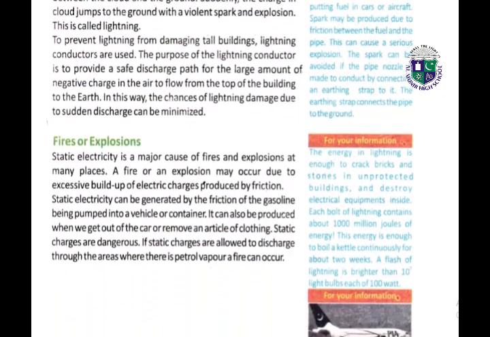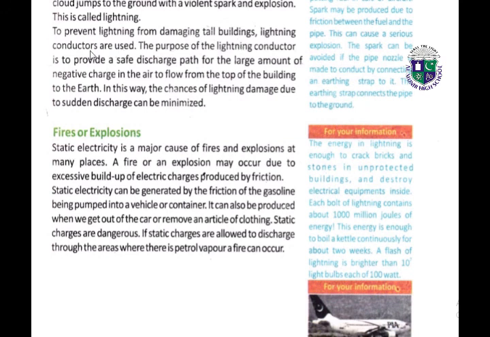To prevent lightning from damaging tall buildings, lightning conductors are used. The purpose of the lightning conductor is to provide a safe discharge path for a large amount of negative charge in the air to flow from the top of the building to the earth.